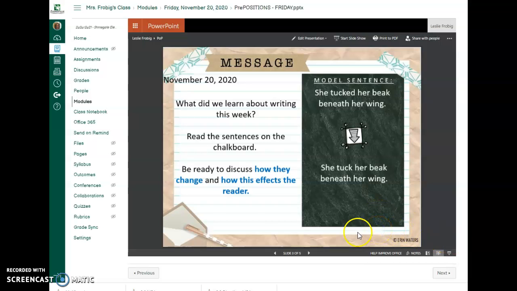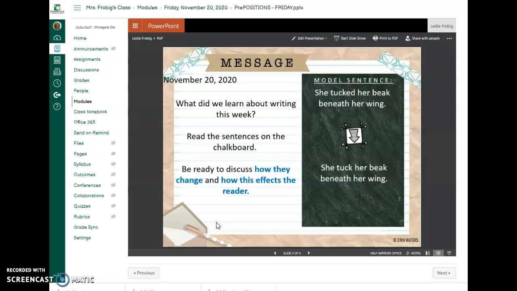All right, let's look at this one. She tuck her beak beneath her wing. What do you guys notice there? So hopefully you notice that the verb is no longer past tense, but in this situation, it is not even in the present tense, right? It doesn't sound right. She tuck her beak beneath her wing. That's not how we talk.